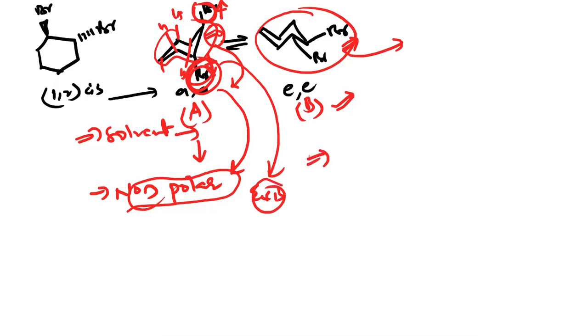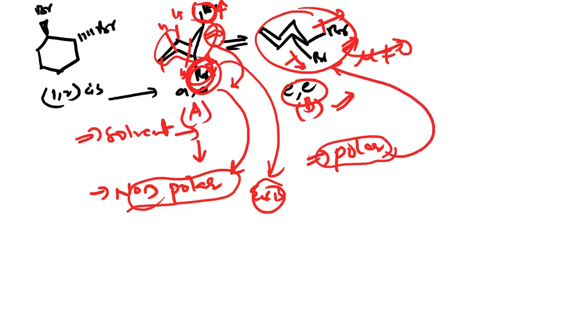If we have a polar solvent, in polar solvent the second one, the equatorial conformation, exists, where the dipole moment is not zero. Here the dipole moment can be stabilized, and whenever the dipole moment is stabilized, polar solvents are suitable. So in polar solvent the equatorial chair conformation of the given compound exists.